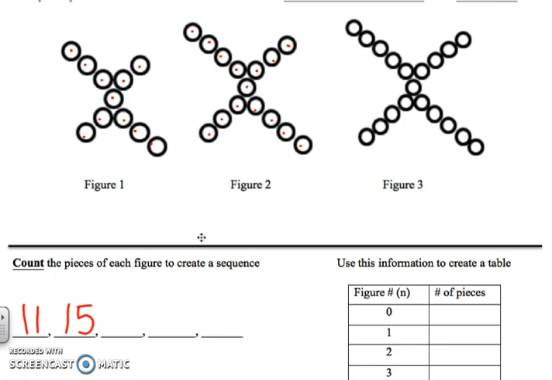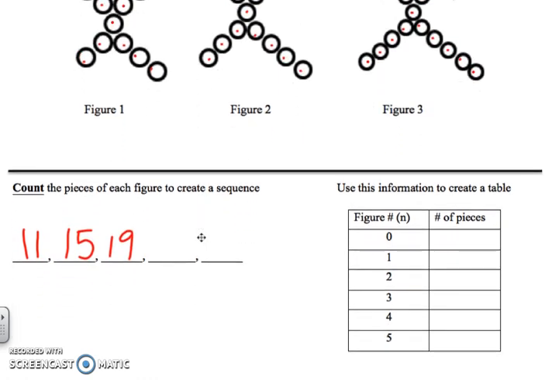So figure 3, 1, 2, 3, 4, 5, 6, 7, 8, 9, 10, 11, 12, 13, 14, 15, 16, 17, 18, and 19. Okay? So based off of those three figures, I can look at finding my rate of change. So just like yesterday, they're adding 4, and they are adding 4. So let me figure out this next thing. 19 plus 4 would be 23, and then plus 4 again would be 27.